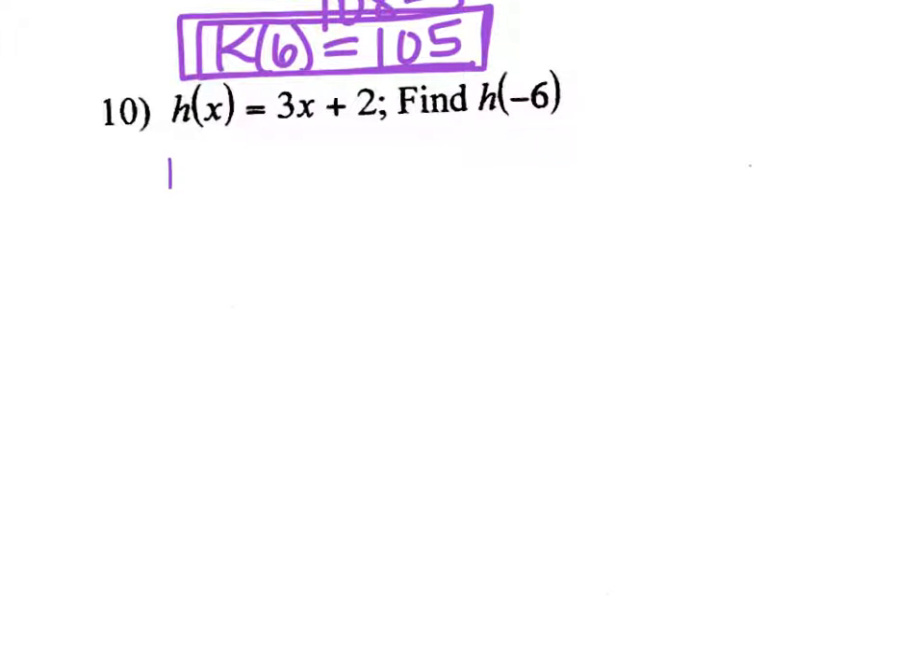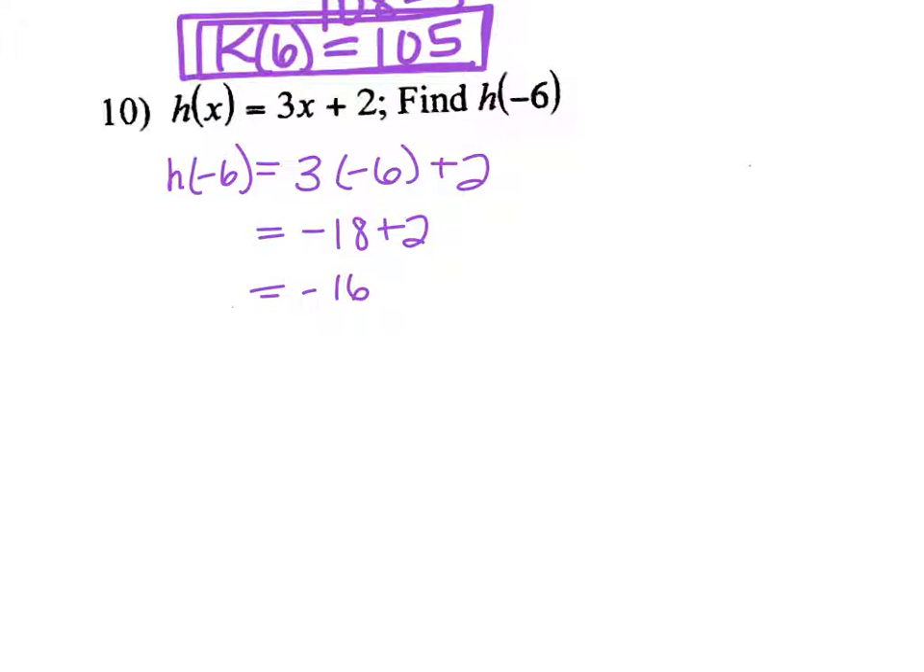All right, we've got h of negative 6 equals, notice I'm just plugging in over and over and over again. So that's negative 18 plus 2, which is negative 16. So h of negative 6 equals negative 16.